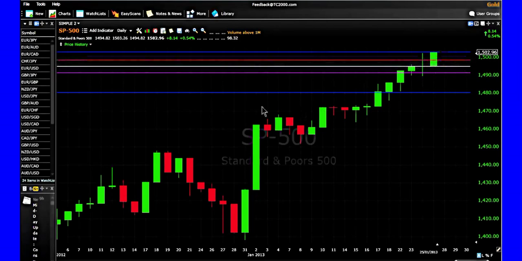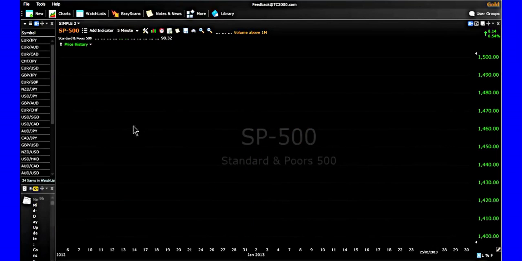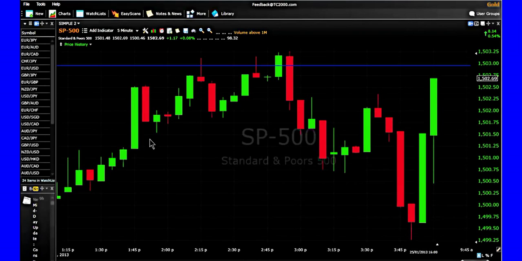The next thing I will say to traders is that when we draw lines like this on the higher time frames, we leave the lines like this, and in this software, the TC2000, excellent software that I use myself, we can switch now. Let's go for instance to the 5-minute chart, where I can see my lines.